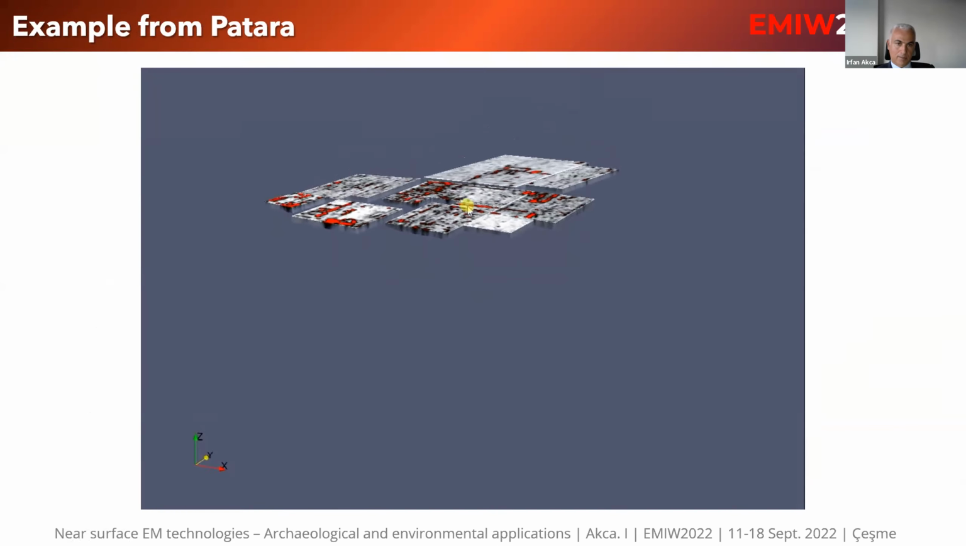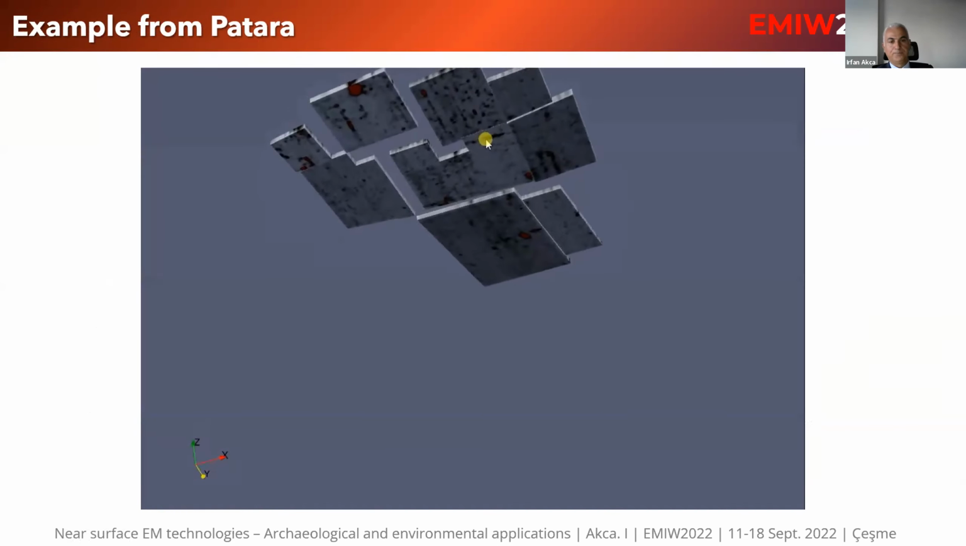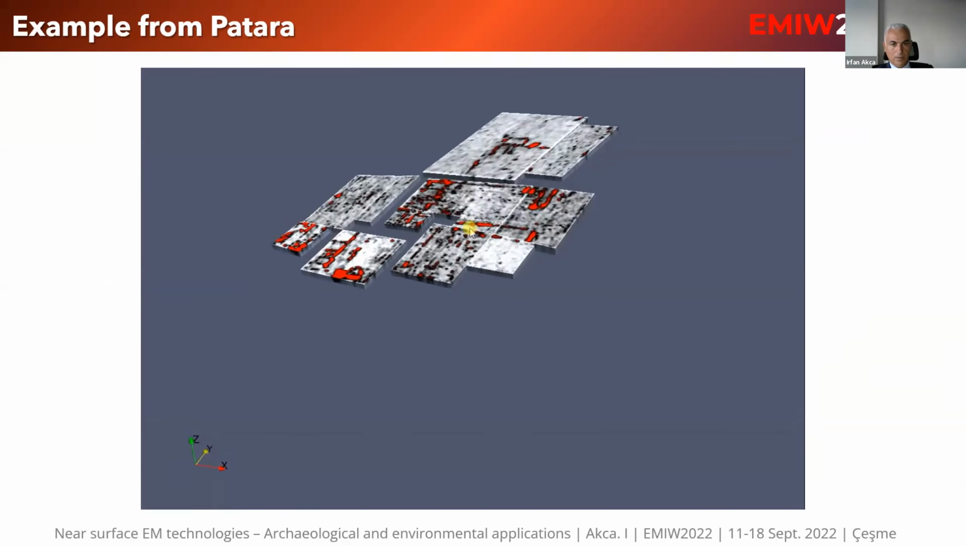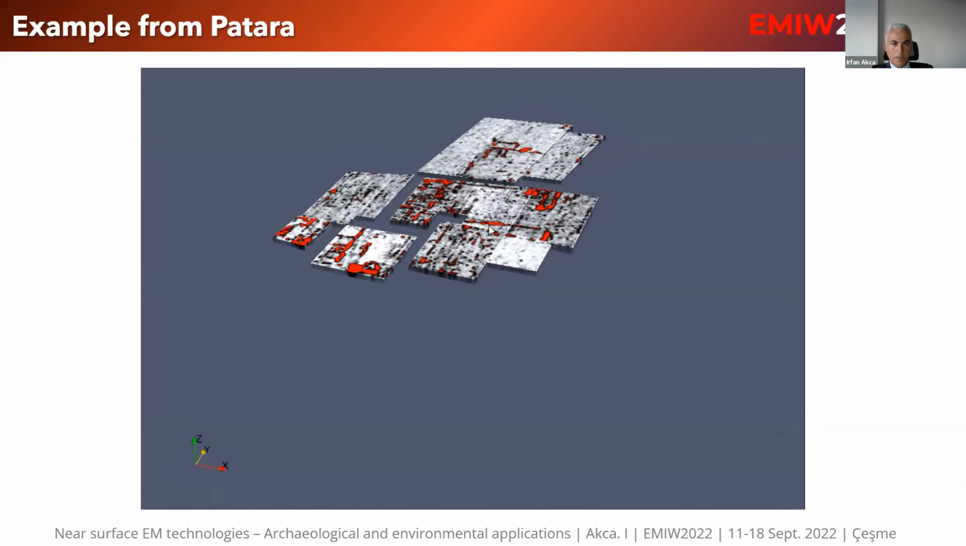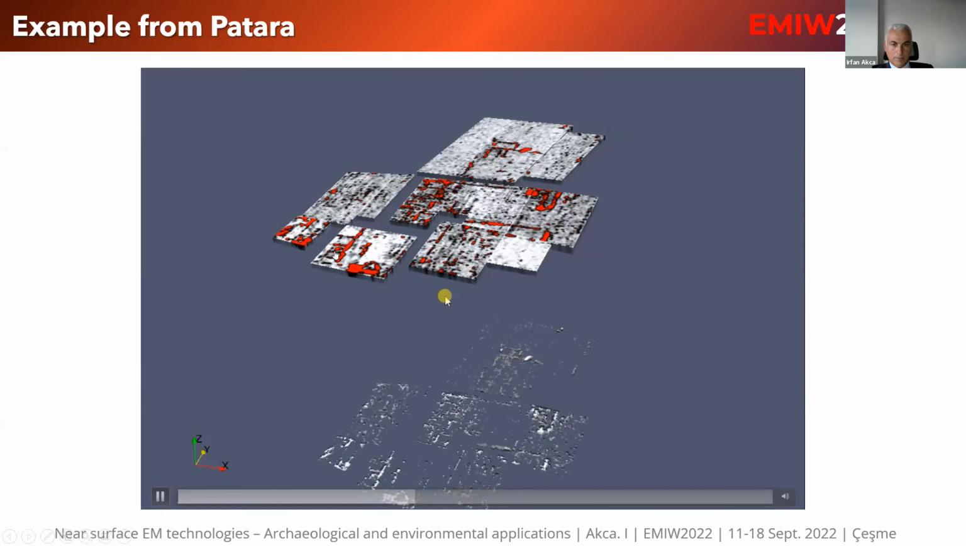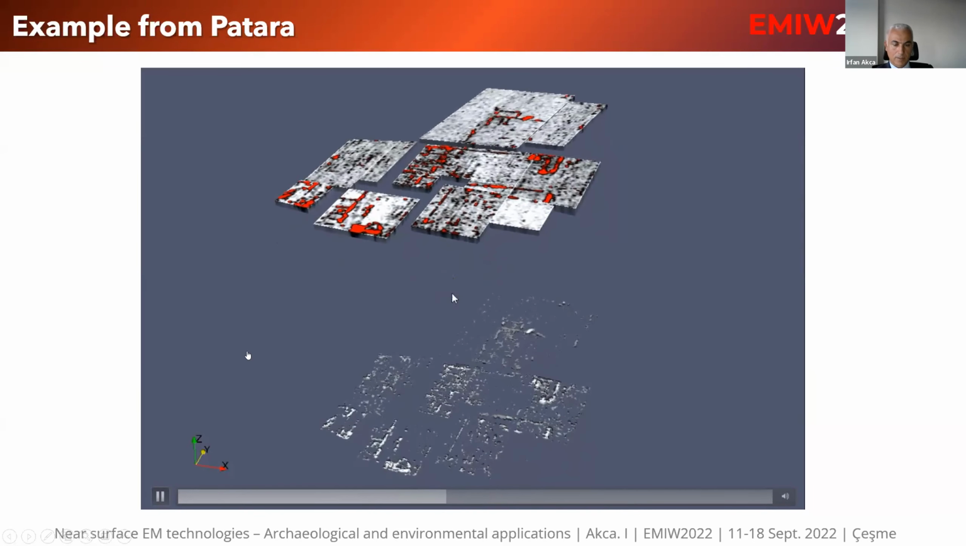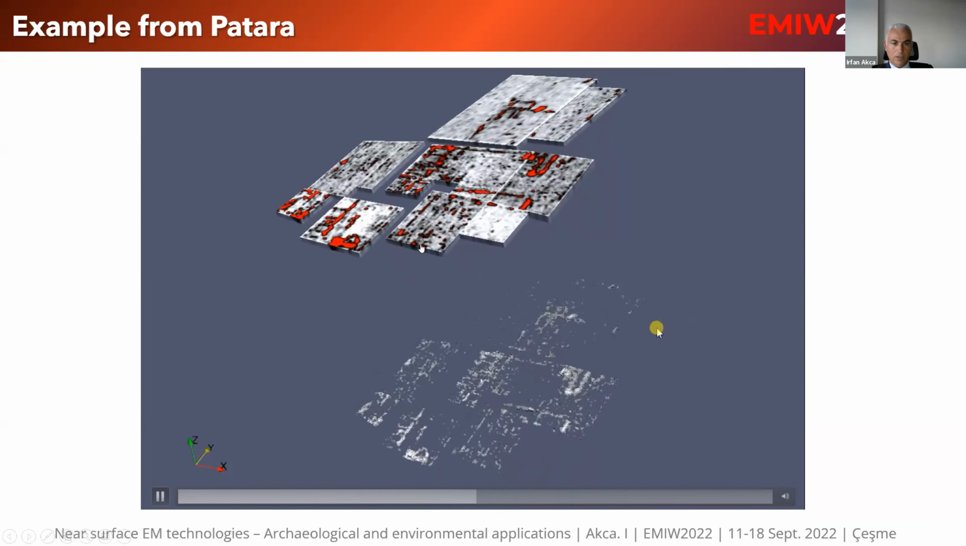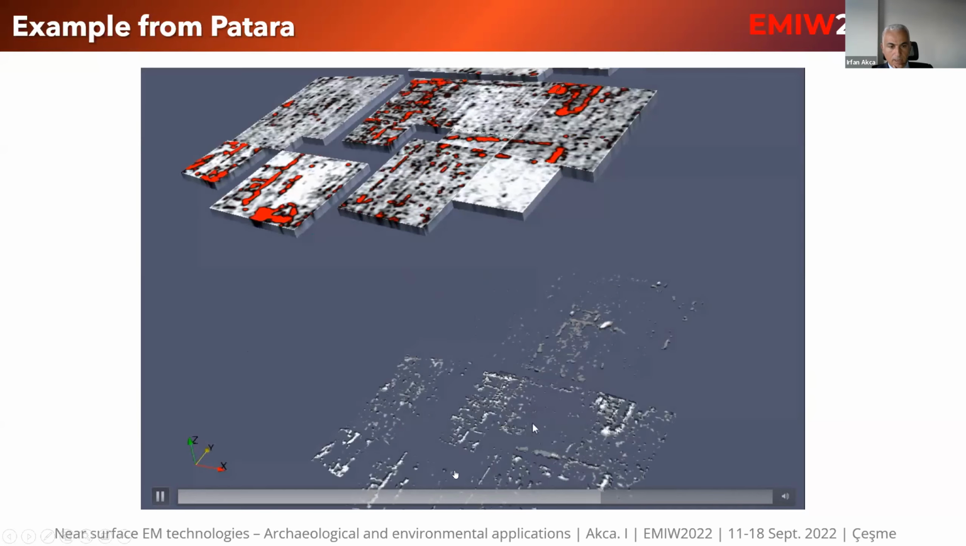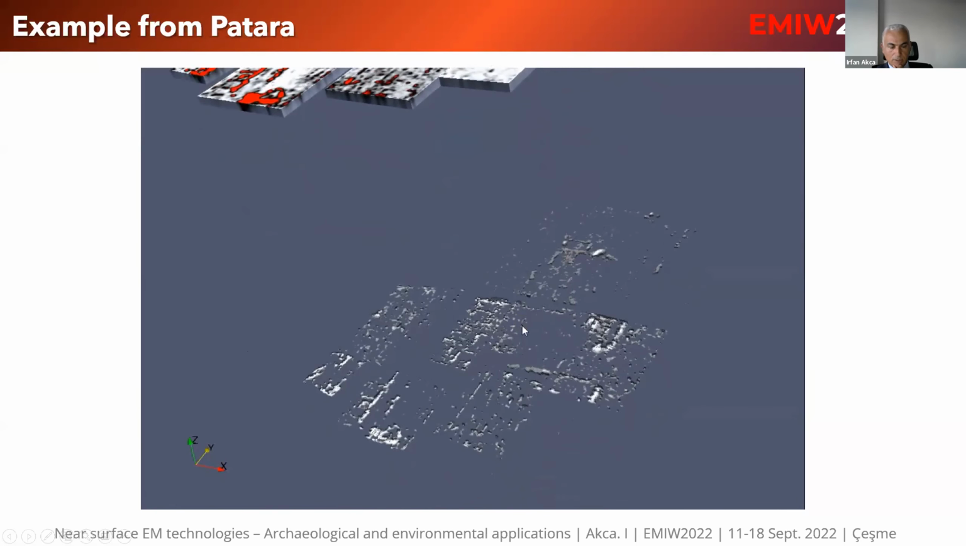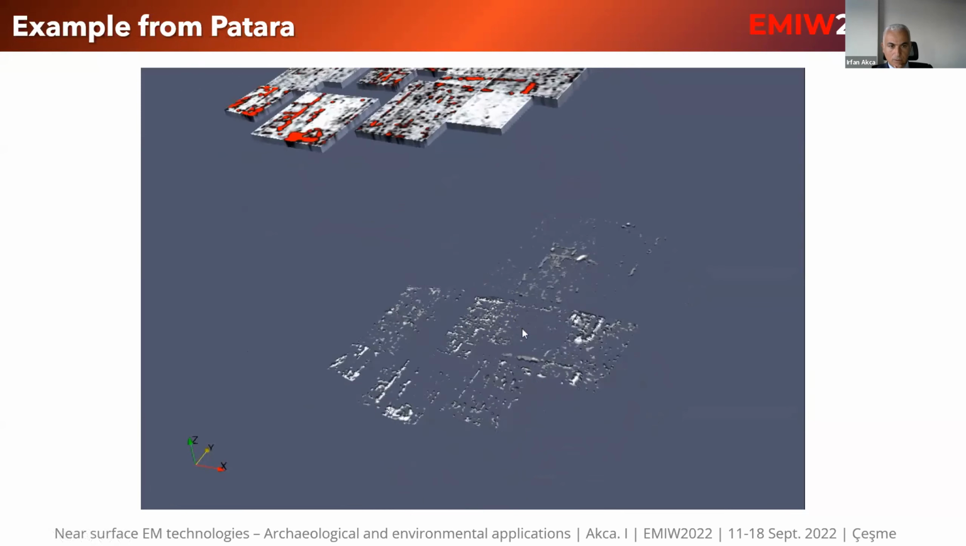The 3D tomographic model here is also produced by our team, and it belongs to the city of Patara, which is the hometown of Santa Claus. You see that the anomaly is in the red color scale, and when you produce isosurfaces of these higher amplitudes, then you can see the whole map of the area where you see structures embedded underground.